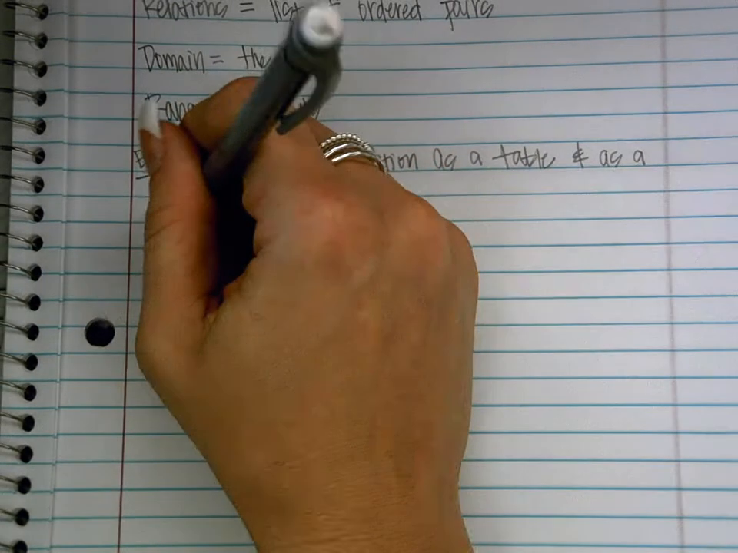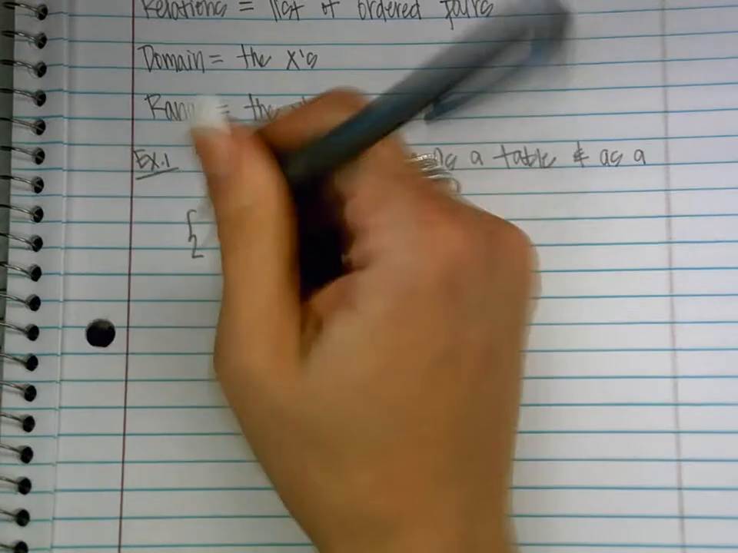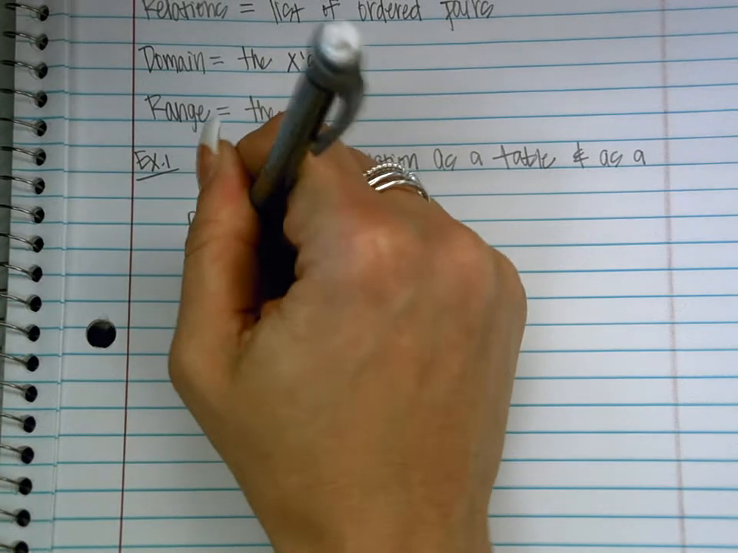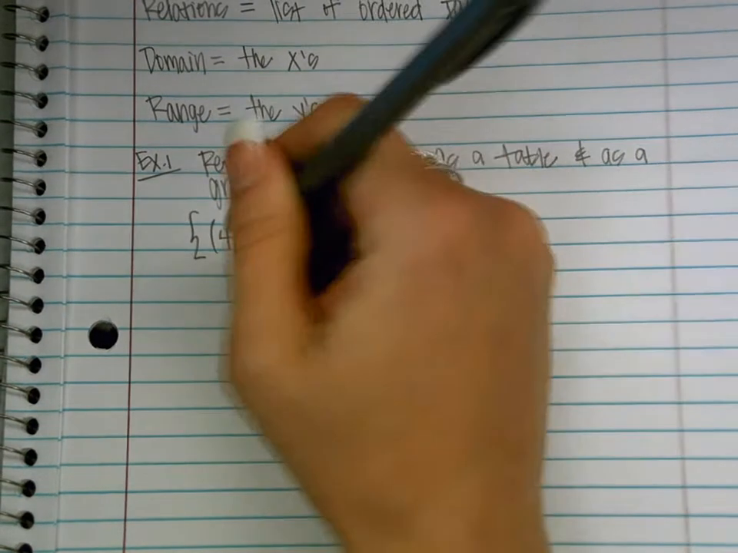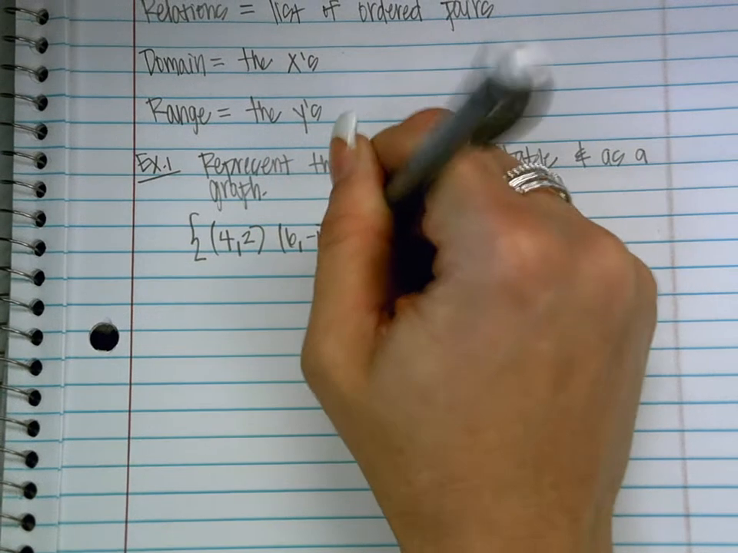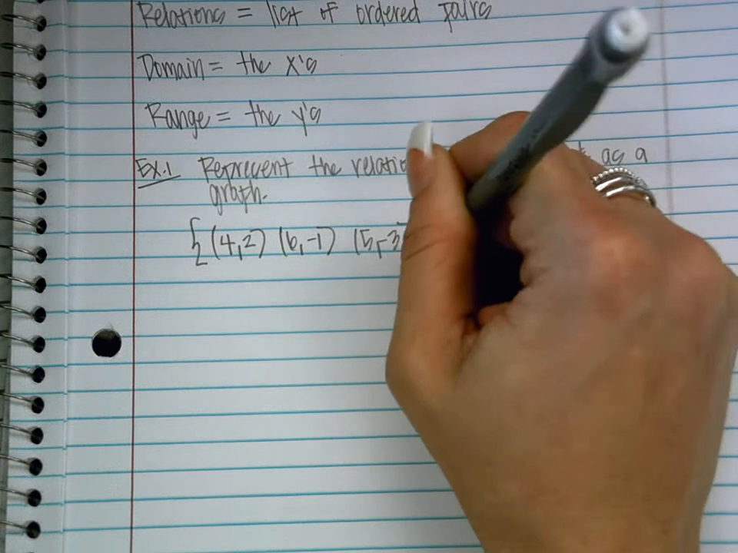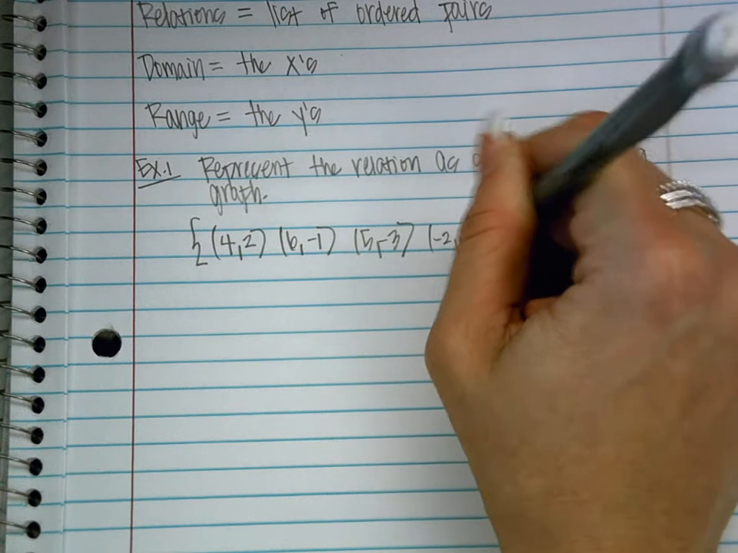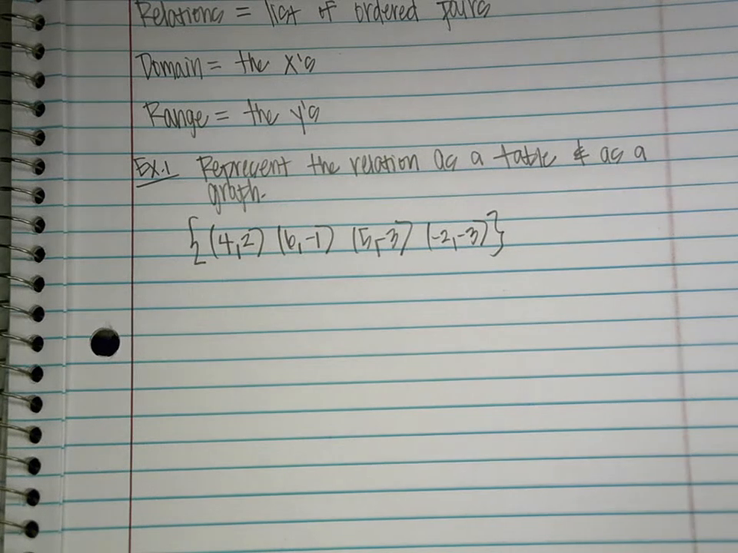So for number 1, I'm going to give you, and these are just like big brackets. So just put big brackets, and we're going to write the points (4, 2), and you know that these are points because they have parentheses around them. So (4, 2), (6, -1), (5, -3), and (-2, -3). And they're going to do those big brackets again. It's going to say express as a table and as a graph.